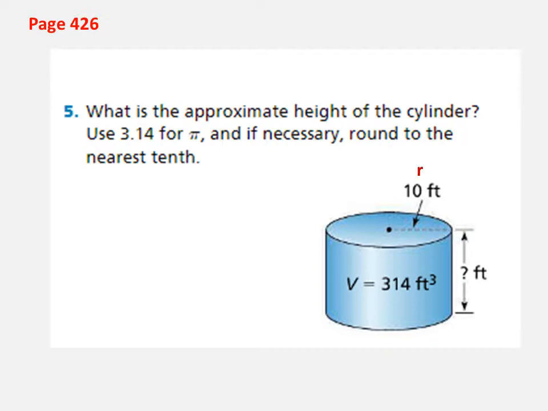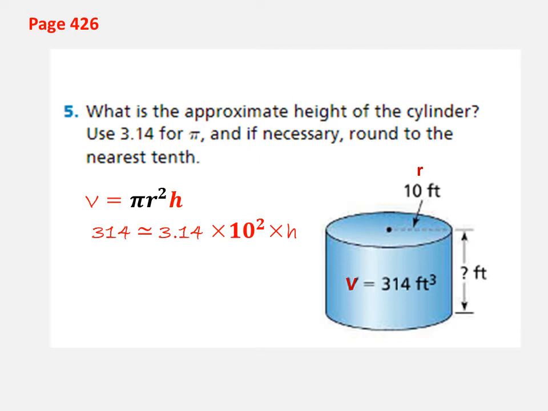Now, of course, 10 here is the radius length, and 314 is the volume, and the required is h. So how to think? We must use the formula which contains the radius length. So V equals pi r squared h. Therefore, instead of V, write 314, and instead of pi, it's about 3.14. R is 10, so r squared is 10 squared, times h. H is the required, so h stays the same.